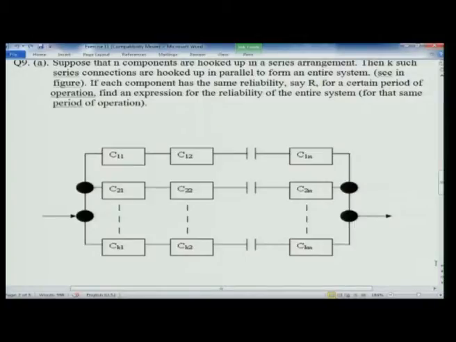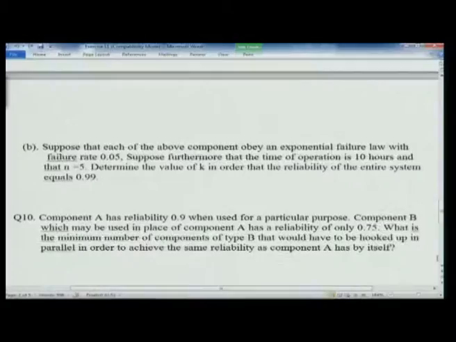Just sit down patiently and write down the reliability function for this series connection; for this and this it will be the same, and then you do the parallel thing. There are k in parallel, and you have n in series. So, just patiently sit down and you can write down the expression for the reliability function for the whole system. You should be able to do it.